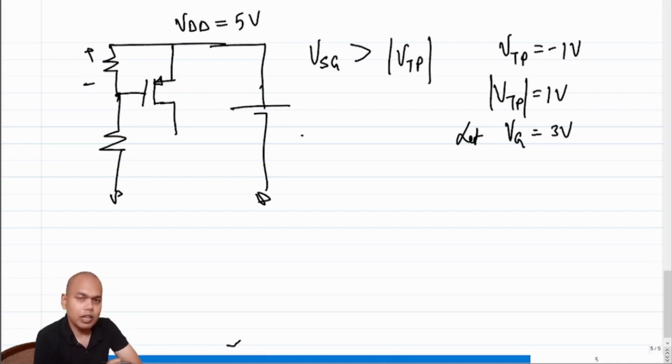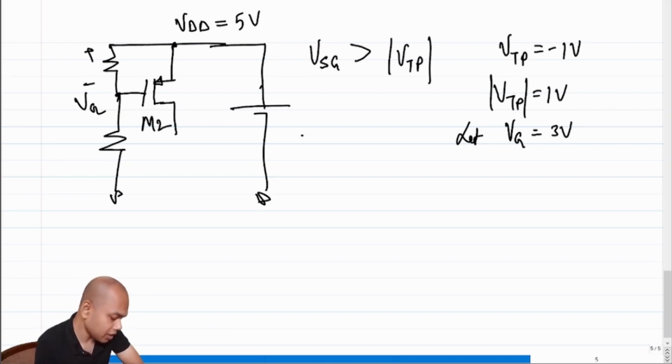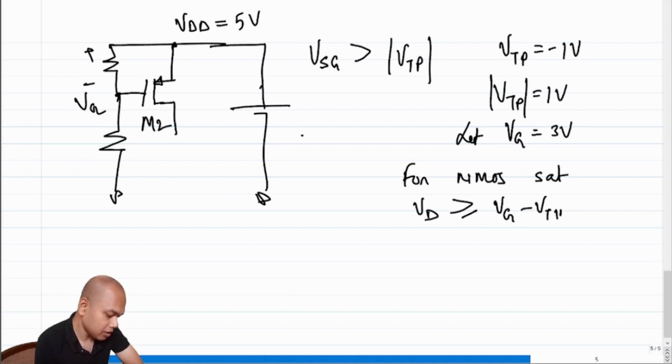What should we do with the drain voltage then? What should we do with the drain voltage to ensure that this transistor M2 is in saturation? What is the constraint on M2? So this is VG. In case of an n-Mos, what was the constraint? For n-Mos, the constraint for saturation was VD had to be greater than or equal to VG minus threshold voltage. For p-Mos, what is the constraint?